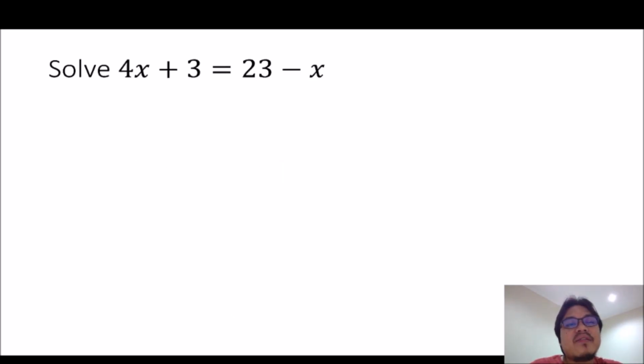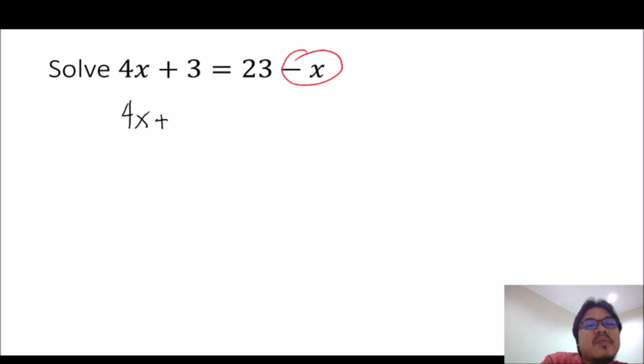Okay, so in our third example, we have 4x plus 3 equals 23 minus x. So this is somewhat similar to our previous example. Let's say in this equation, I want to remove minus x on the left-hand side of the equation. So applying the inverse of minus x, which is plus x, I will add x on both sides of the equation to maintain the balance. So 4x plus 3 plus x equals 23 minus x plus x.